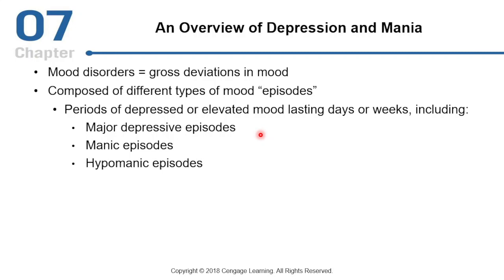Now, the periods of depressed or elevated mood lasting for days or weeks includes the major depressive episode, the manic episodes, and the hypomanic episodes. Now, this is where it gets tricky, ha? So, just like with other disorders, you will be able to differentiate what's manic and what is a hypomanic episode. So, mamaya pag-uusapan pa natin yan further.